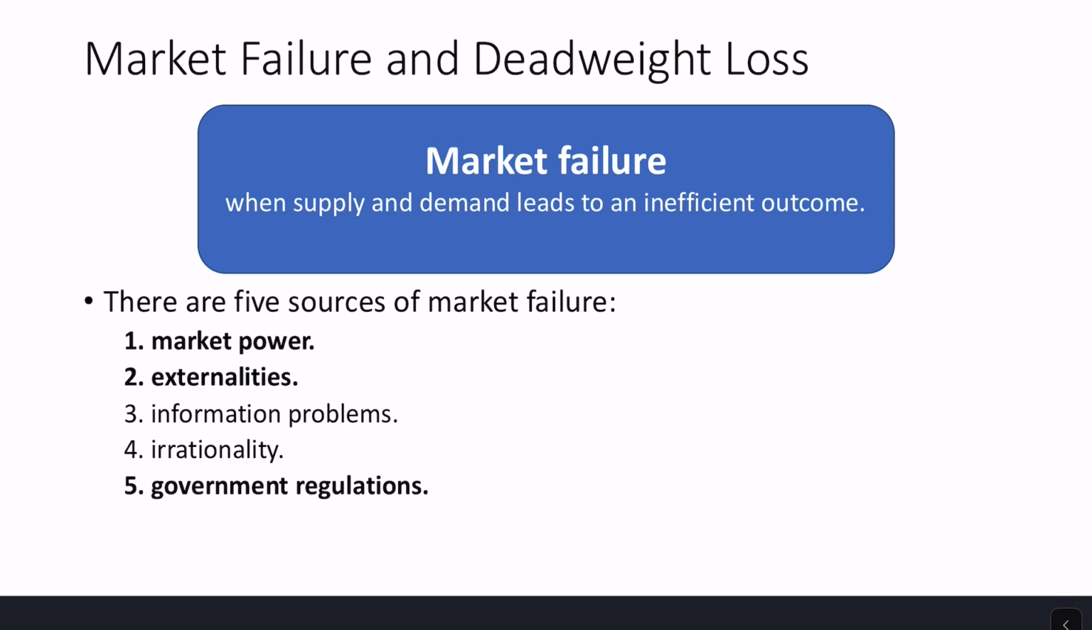I've given you the argument for why economists like markets. It's going to maximize their total economic surplus. And now we're going to talk about different types of market failure and deadweight loss. Market failure is going to be when supply and demand will lead to an inefficient outcome. So this is the other side of the coin, right?